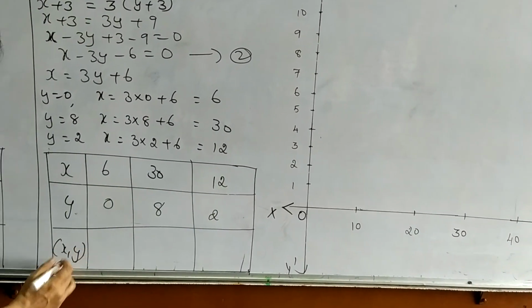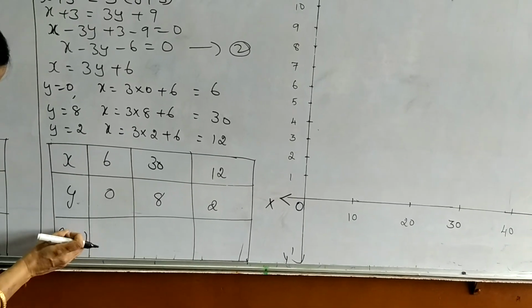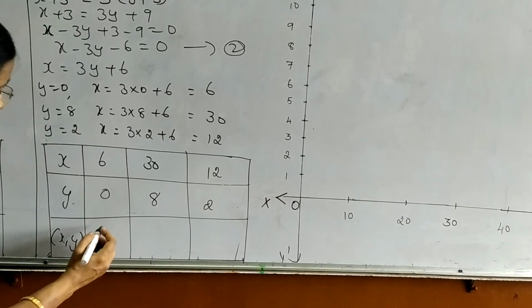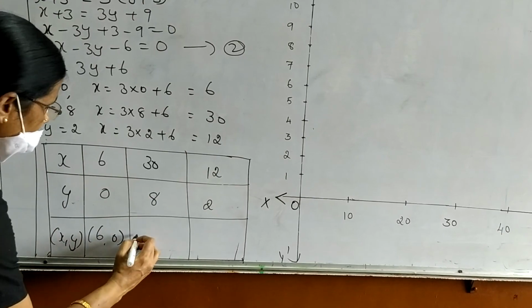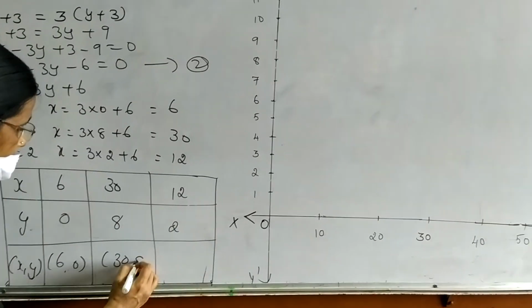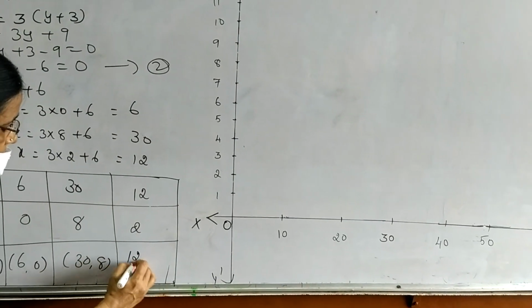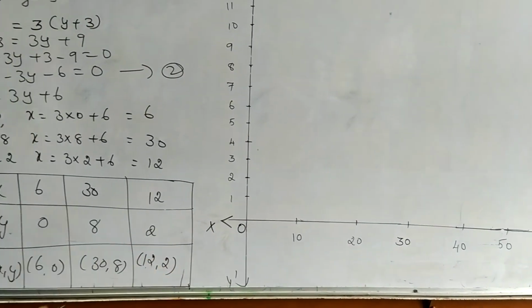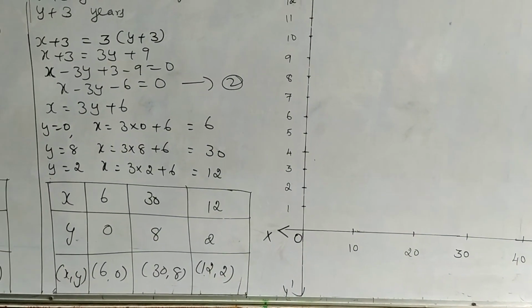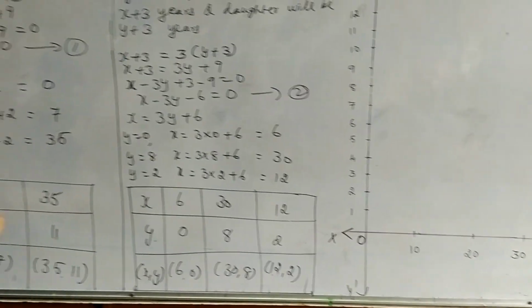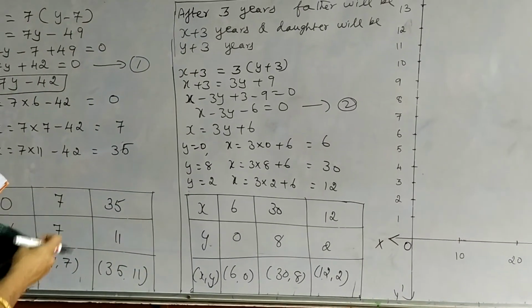Again the ordered pair. Remember, when we take the ordered pair, always the x value should be taken first, followed by the y value. It is 6, 0. And here it is 30, 8 and the third one is 12, 2. Right. Now, we are going to plot these points on the graph.